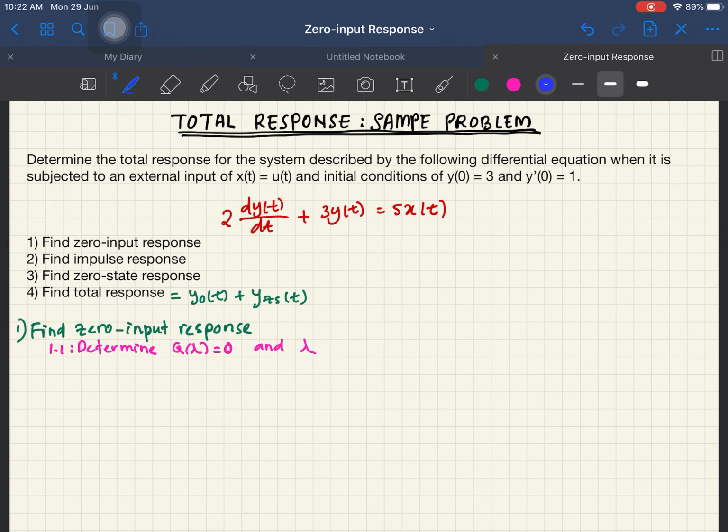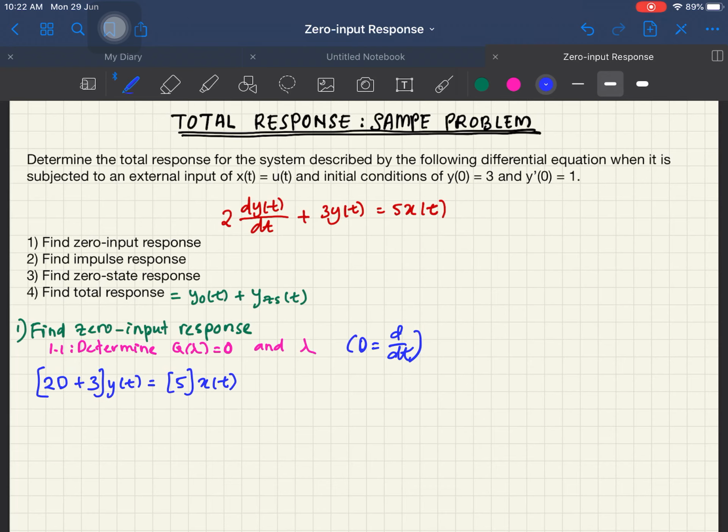First, we have to determine the zero input response of the system. The first step to do that is to determine the characteristic equation of the system, which is Q(lambda) equals 0, and what the characteristic roots of the system are. If we write this differential equation in terms of the D operator, where the capital D equals d over dt, we will have (2D + 3) y(t) equals 5x(t).